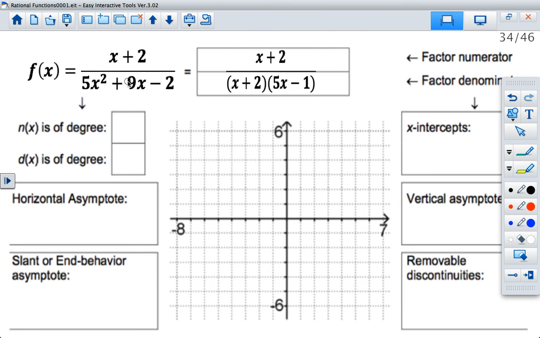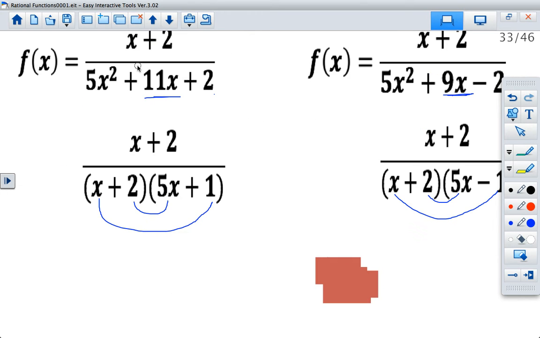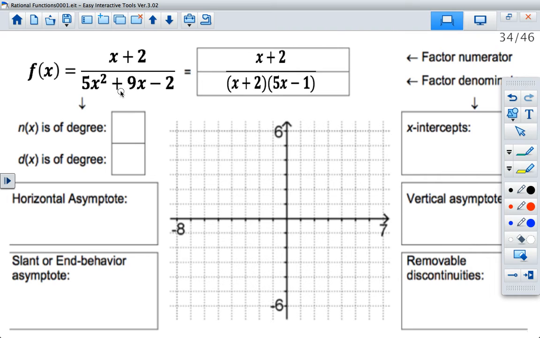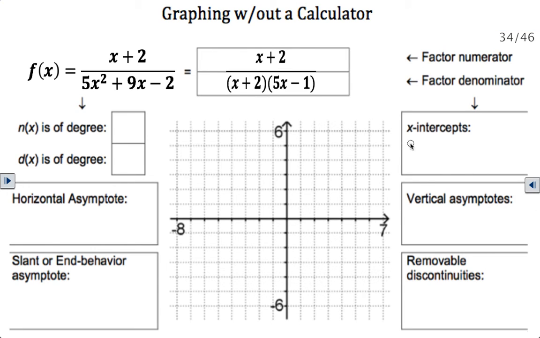Now in class, we did one of the equations from here, and I just let my students pick. In this video, we're going to do this equation, and we already know that this equation has these factors. Once we know that, we can go ahead and find our x-intercepts. We just set our numerator equal to 0 and solve for x. So here we get x equals negative 2.